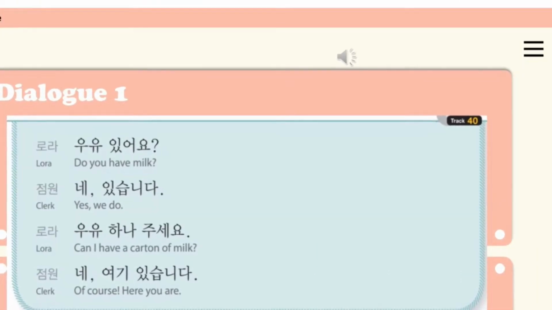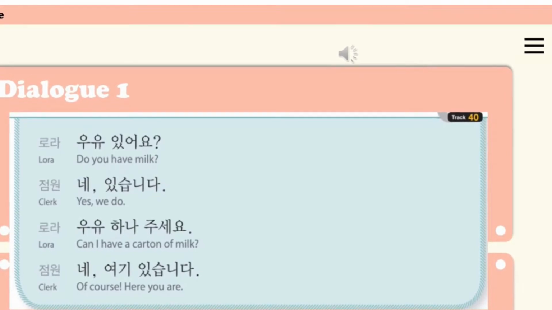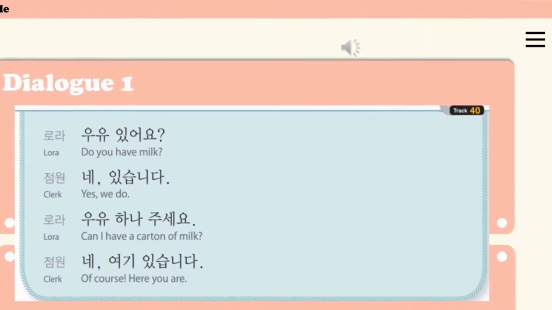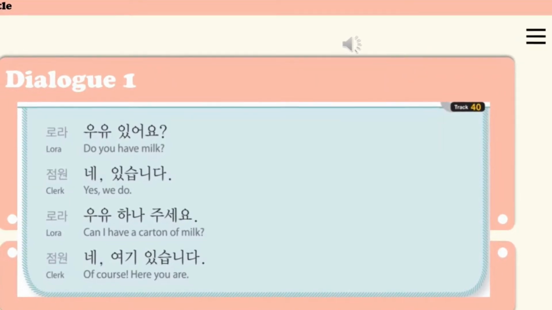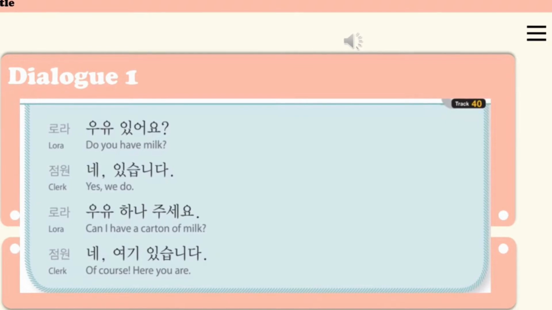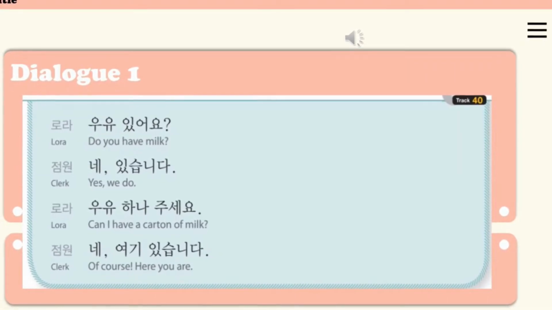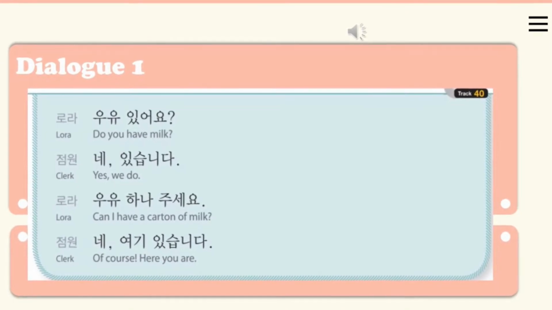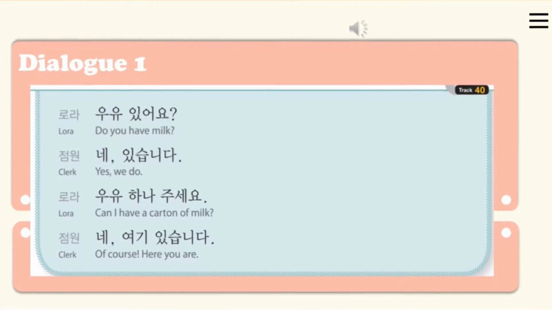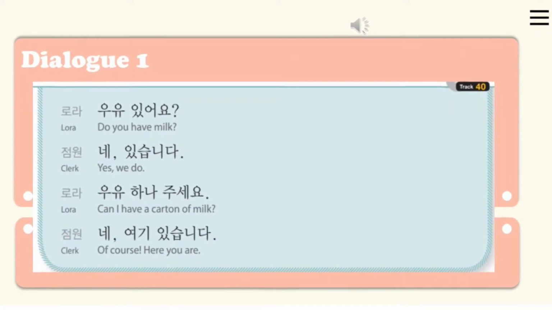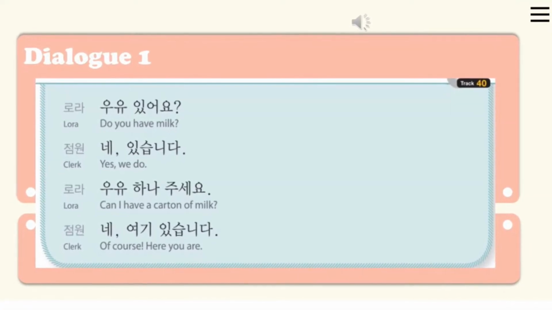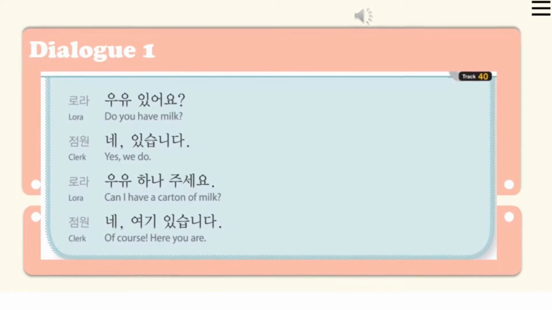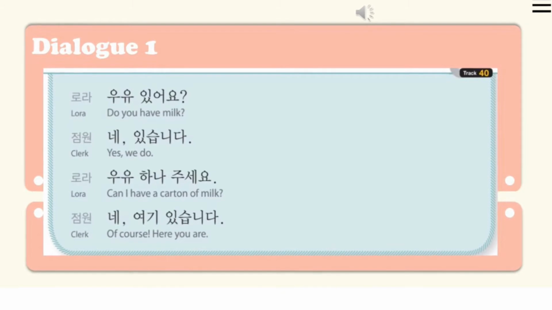Here we heard Rora asking the clerk if there is milk. 우유 있어요? And the answer of the clerk was very polite when he answered 네, 있습니다. 우유 하나 주세요. Can I have a carton of milk? Or that is another way to say please give me 1 carton of milk. And then the clerk politely answered 네, 여기 있습니다. Of course, here you are, or there you go, or here it is.